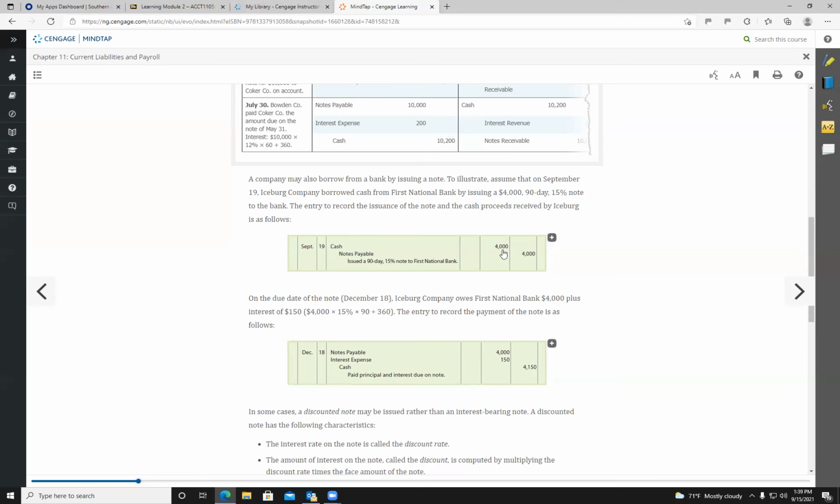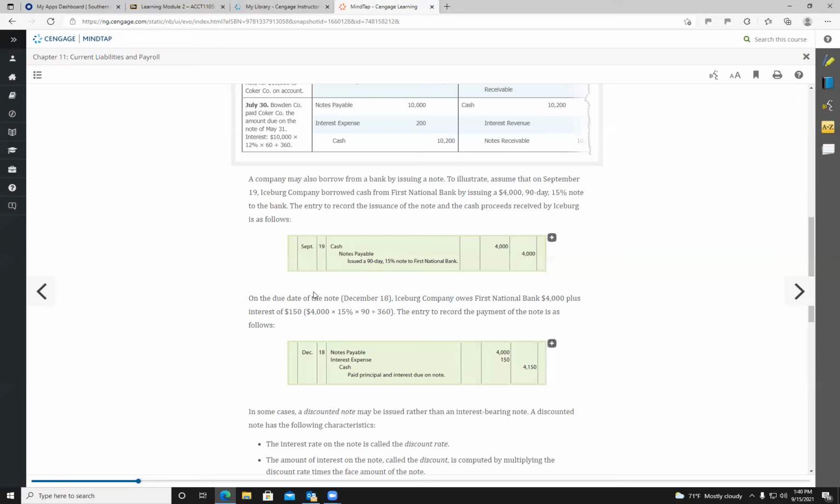Now, our offsetting entry is where we're going to be setting up the payable. It is a note payable. So we're going to go ahead and credit that payable. Again, notes payable is a liability. Liabilities are recorded with credits. Okay, so we're going to credit notes payable. And we went ahead and put a description in here showing the terms of the note, which was a 90-day note with a 15% interest.